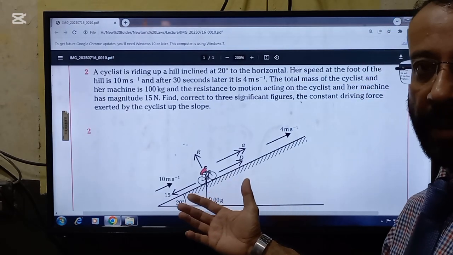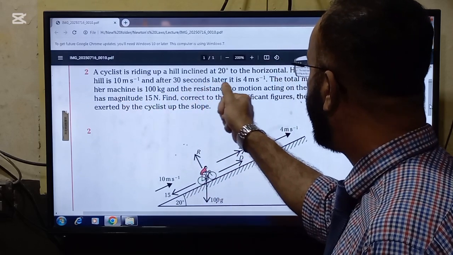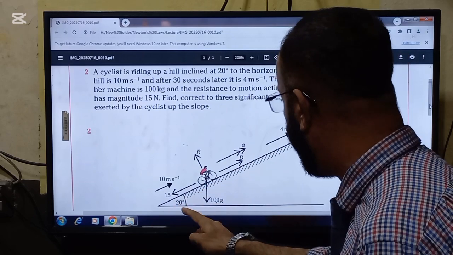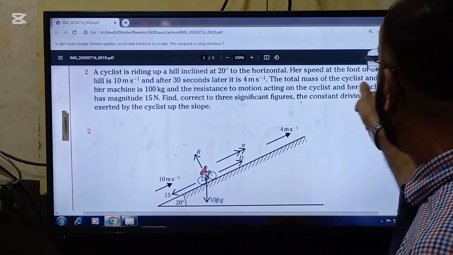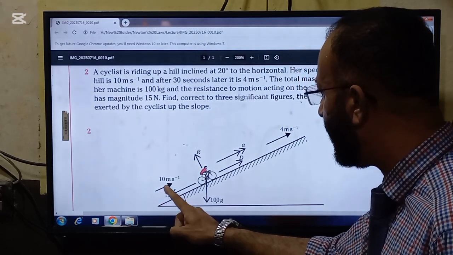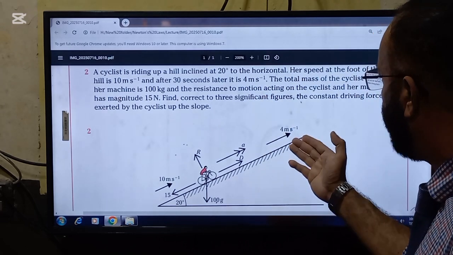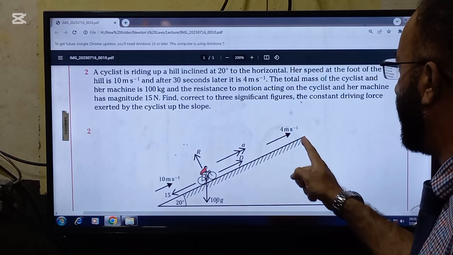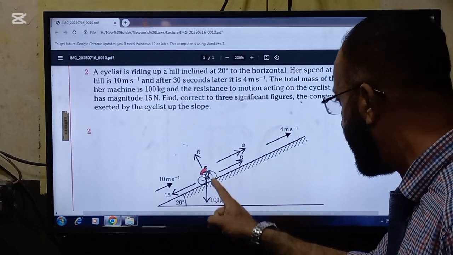Here is another question. The statement of the question is: a cyclist is riding up a hill inclined at 20 degrees. So here is the 20 degrees, that is a hill inclined at 20 degrees to the horizontal. A cyclist is riding up the hill. Her speed at the foot of the hill is 10 meters per second. So this is the speed at the foot of the hill, that is given as 10 meters per second, and 30 seconds later it is 4 meters per second. The total mass of the cyclist and her machine is 100 kg. So this is the weight.